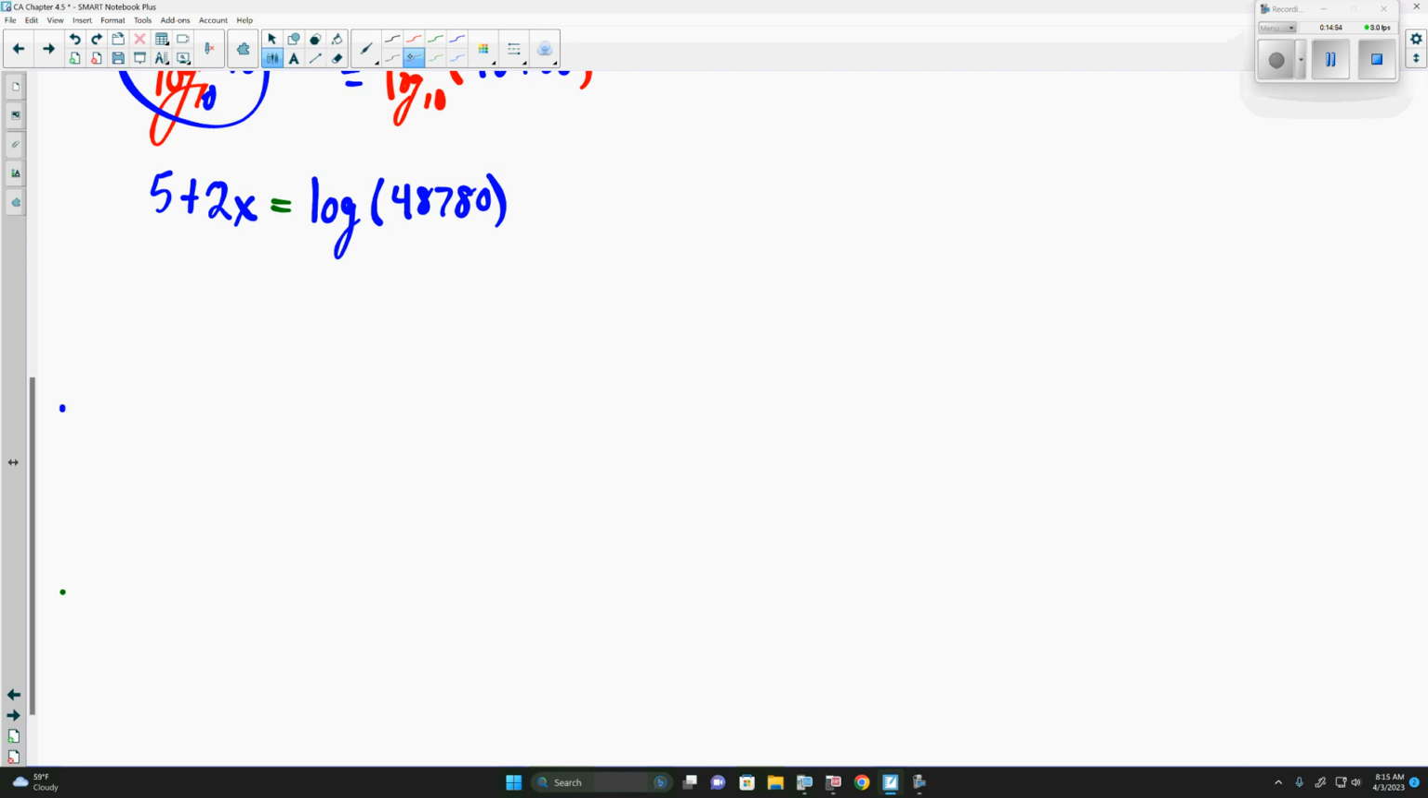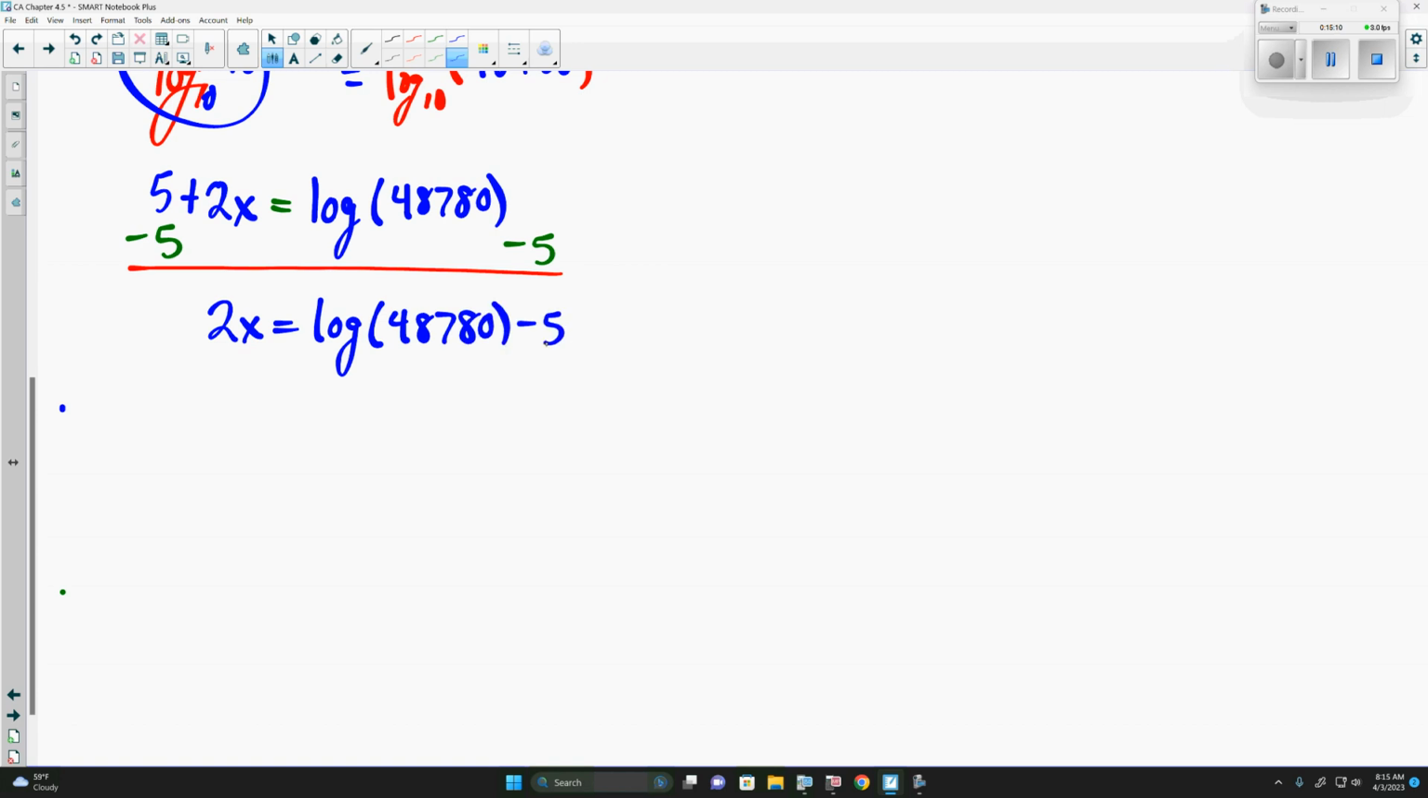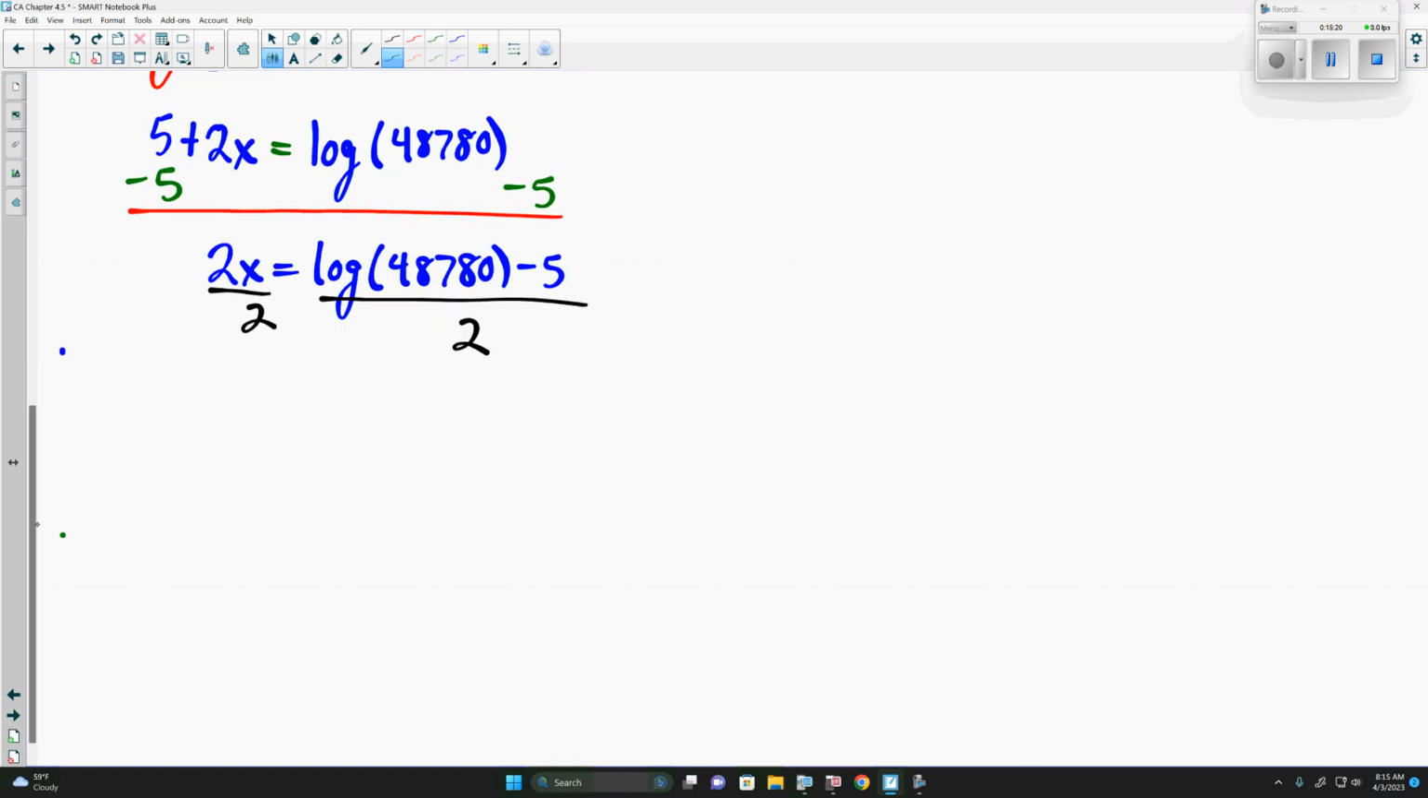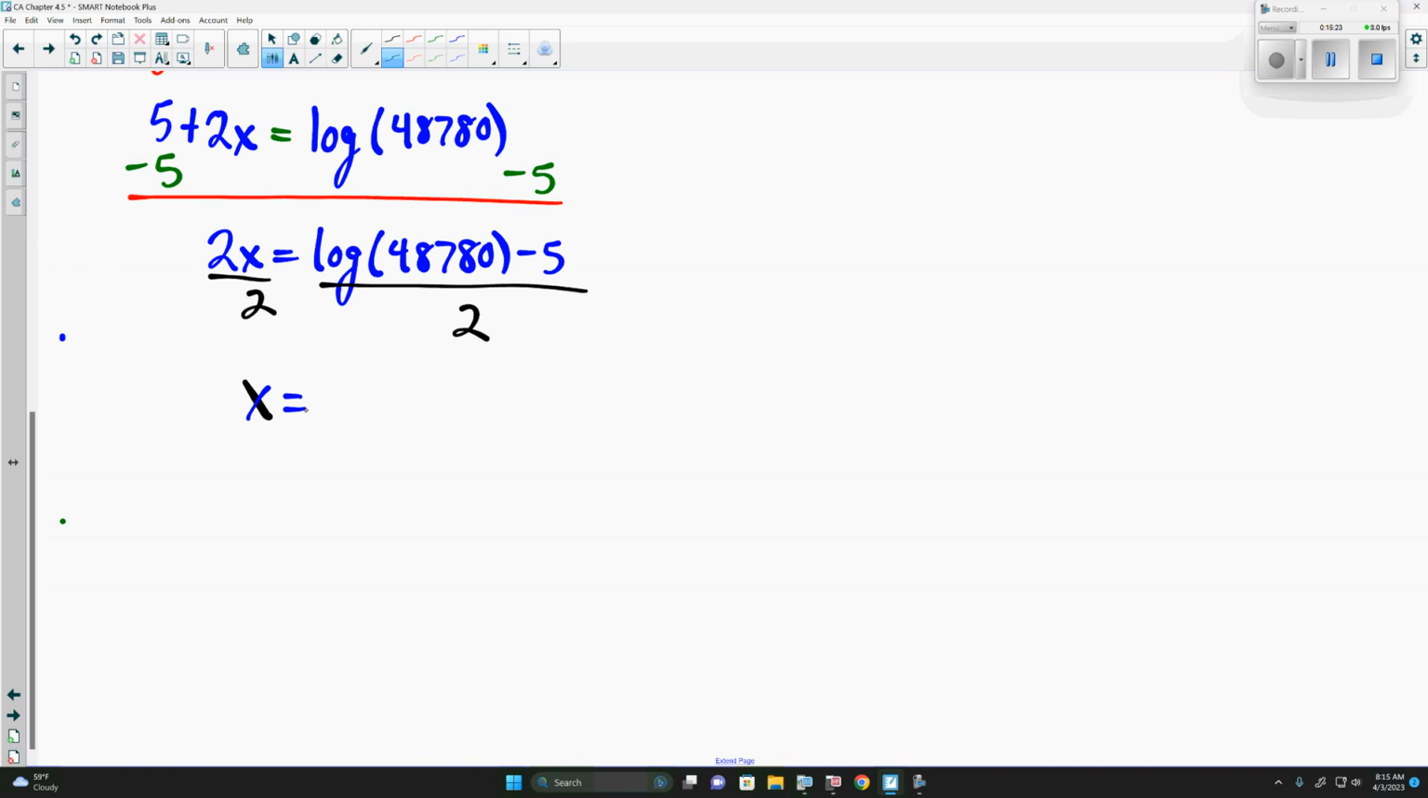But now we need to get x by itself. So the next thing we can do is subtract 5 from both sides, telling us 2x is equal to log of 48,780 minus 5. Well, x is still not by itself. We have to divide both sides by 2, telling us x is equal to log of 48,780 minus 5, divided by 2.